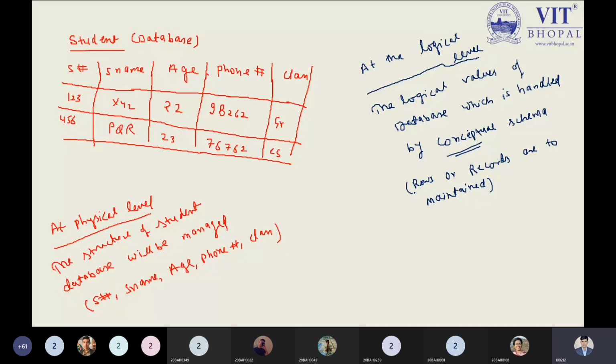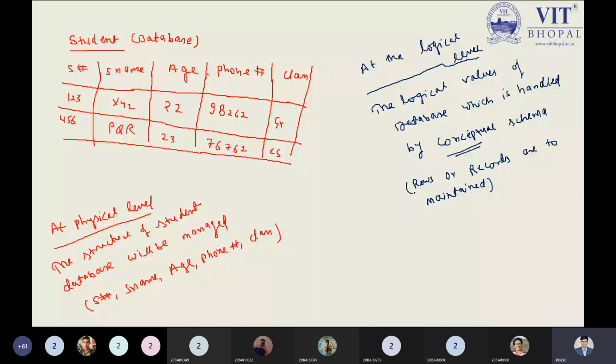The phone number should always be an integer, so I can put only the 10 digits. I can take only integer data. I can't put the phone number as an alphabet. So that is the constraint I'm using. So that is the logical or conceptual level being properly maintained. Okay, right now these two parts are clear.